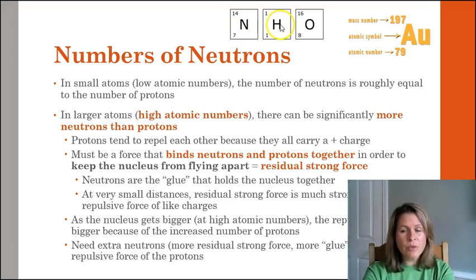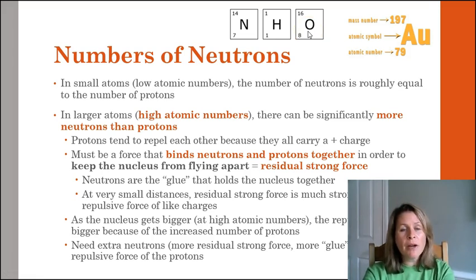With hydrogen, we know there are no neutrons, so we just have 1 proton. With oxygen, we know that there are 8 protons, and then the sum of the protons and neutrons is 16, so there must be 8 neutrons, so roughly equal again. Okay, so at low atomic numbers, the number of neutrons is roughly equal to the number of protons. Sometimes you can be off by 1 or 2.